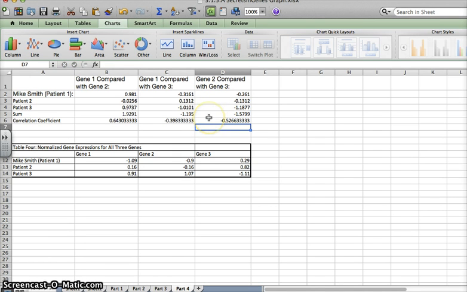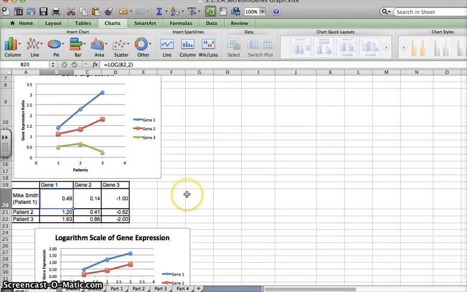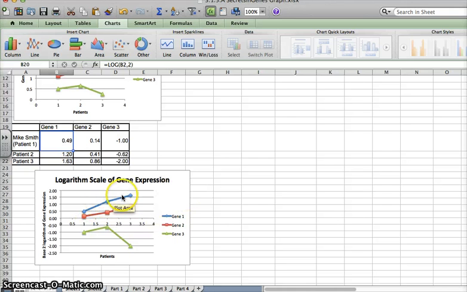Alright, so now we've got our correlation coefficients. What they tell us is that gene 1 and gene 2 have a positive correlation. It's positive, so that means they are behaving in the same way. So let's look at how they're behaving. Let's go back to our gene expression graph. You can actually see they're behaving in the same way. Look at the graph. They're both going up in gene expression as we go through the patients.